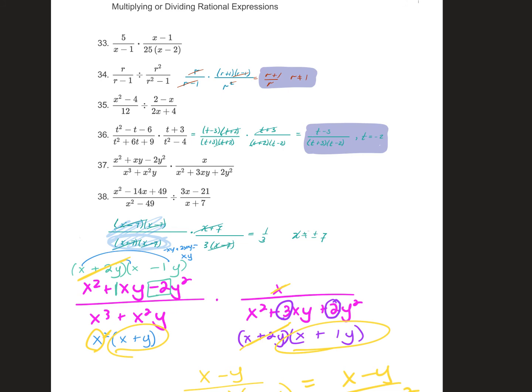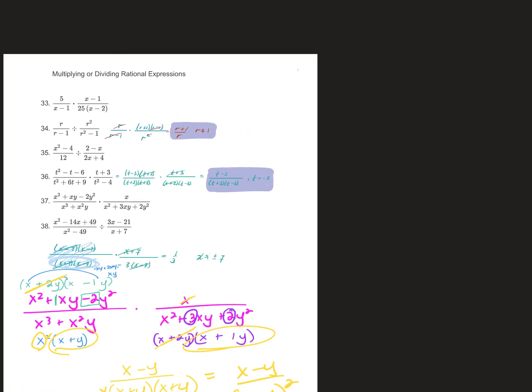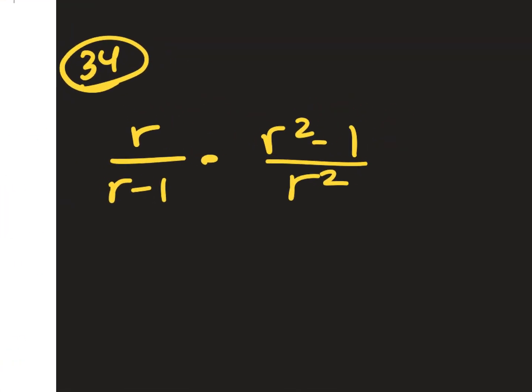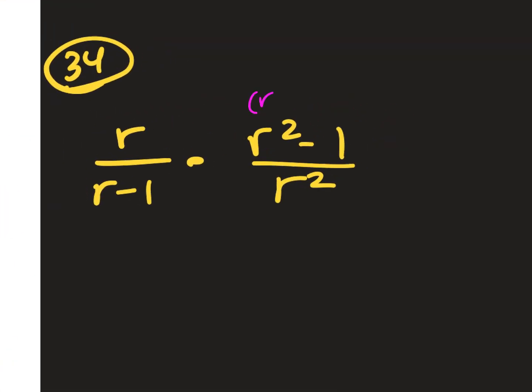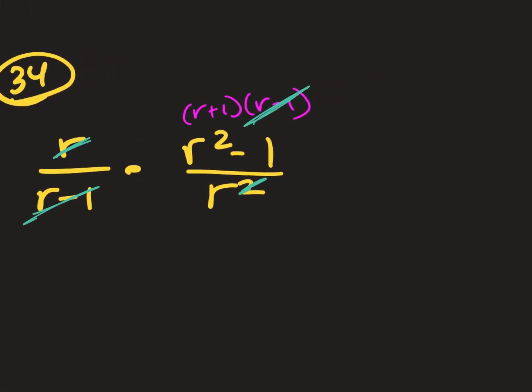Okay, 34r over r minus 1, and I'm going to flip it, times r squared minus 1 over r squared. Okay, so this becomes r plus 1 and r minus 1. The r cancels with one of these r's. The r minus 1 cancels with this r minus 1. So in the numerator, I just have r plus 1, and in the denominator, there's just an r.